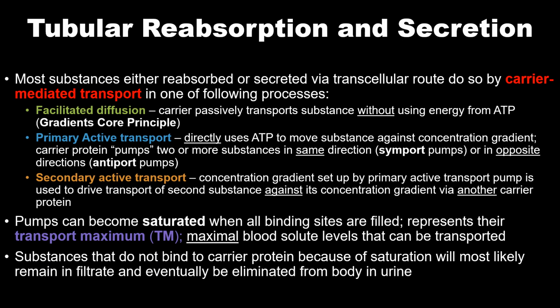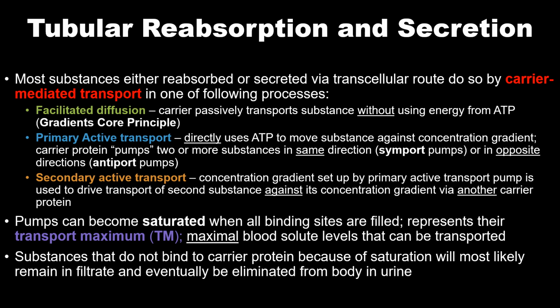Now, most of these solutes that are reabsorbed or secreted transcellularly involve ATP use, right? They need a carrier protein that will move them across the membrane. If you remember, there are three ways that carrier proteins are used. There's facilitated diffusion, which does not use any ATP. This uses a carrier protein that passively transports a solute with its concentration gradient, so it goes from high to low.